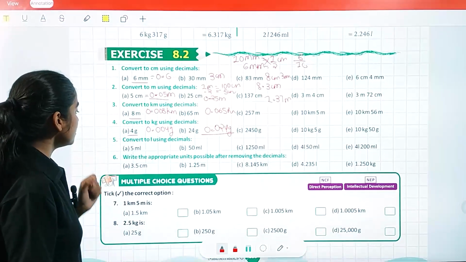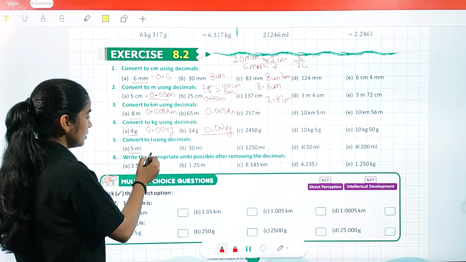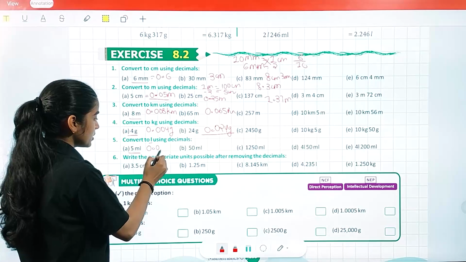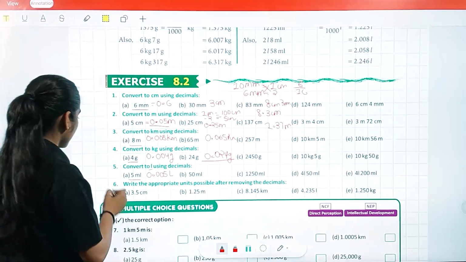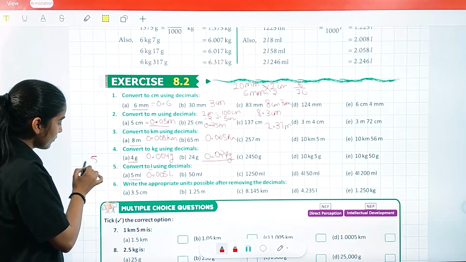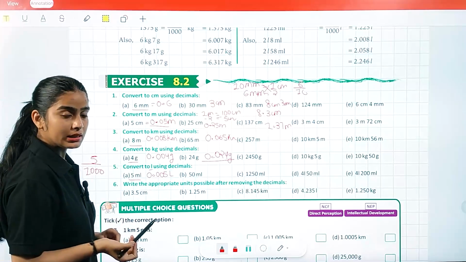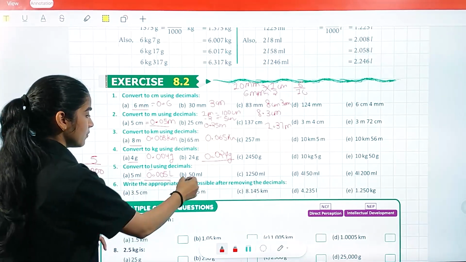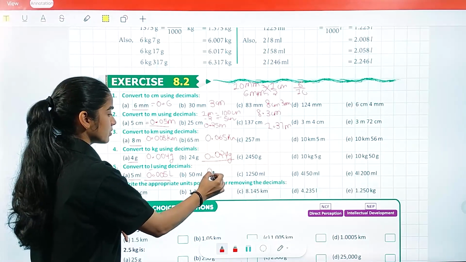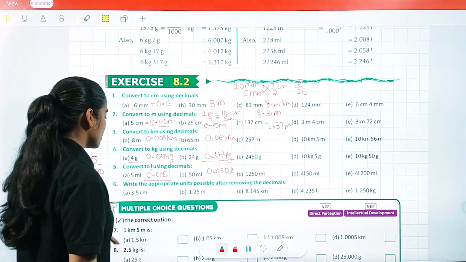Now convert to liter using decimals. So this is 5 ml. So 0.005 liter. You don't have to do anything here, children, just put 5 upon 1000, because how many milliliters are there in 1 liter? 1000. So 5 divided by 1000, this is 0.005. 50 ml, so 0.050 liter. So in the same way you can do that.